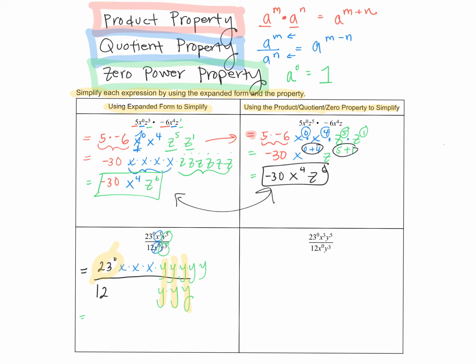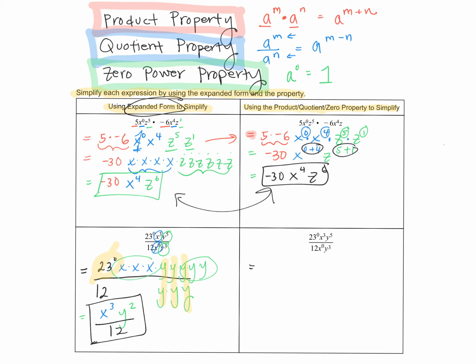So I can go ahead and now write what I'm left with to help me write my answer. On the top, I have 3 x's multiplied together, so that's x to the 3rd. I also have 2 y's multiplied together here, so that's y squared. And then all that's left on the bottom is that 12. So this is doing it by using the expanded form to simplify.